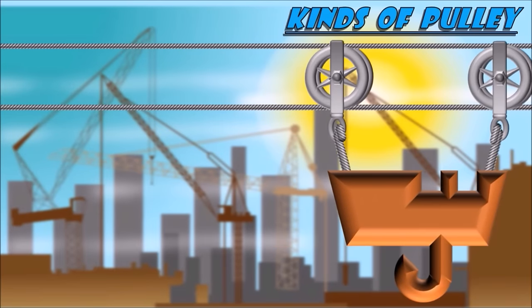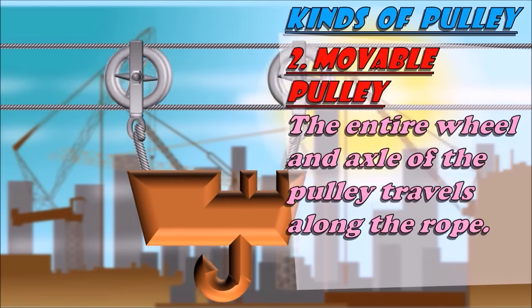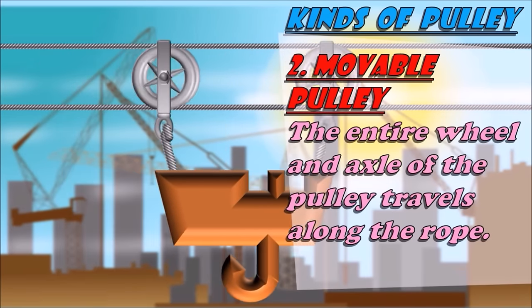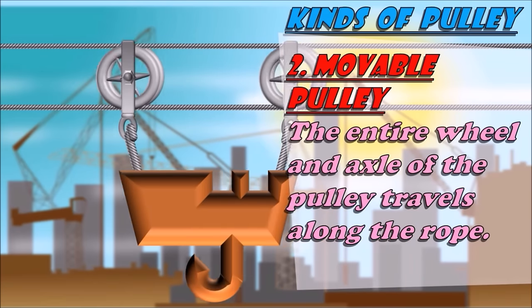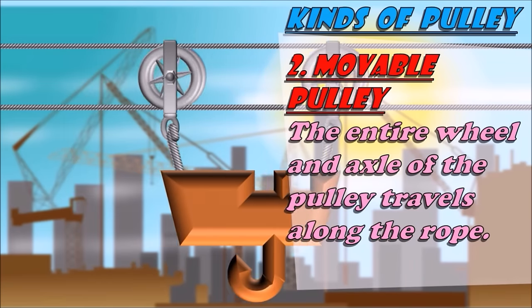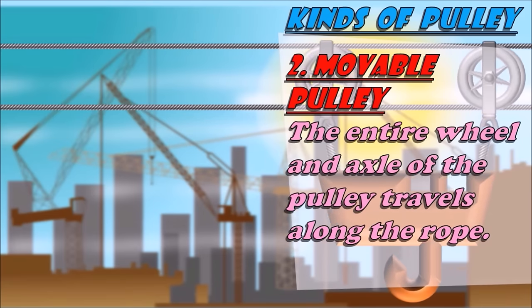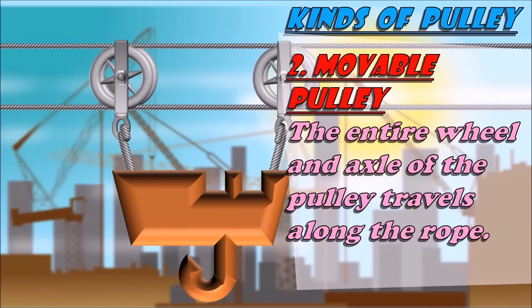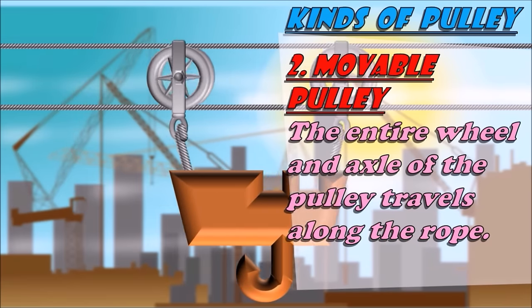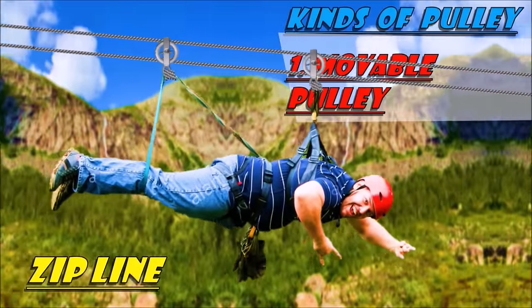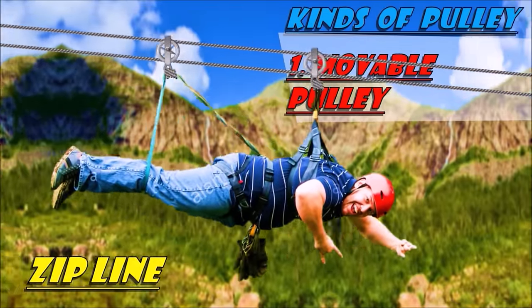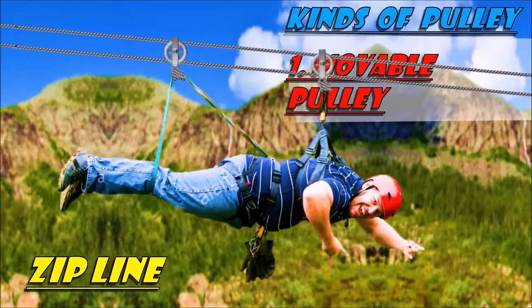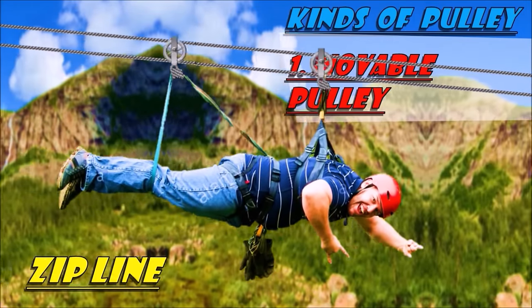A movable pulley is a complete opposite of a fixed pulley. The entire wheel together with the axle of the pulley travels along the rope. A movable pulley is hung on a rope and hooked to a resistance. Zip lines, for example, use a movable pulley to deliver a person from a high area to a low area.